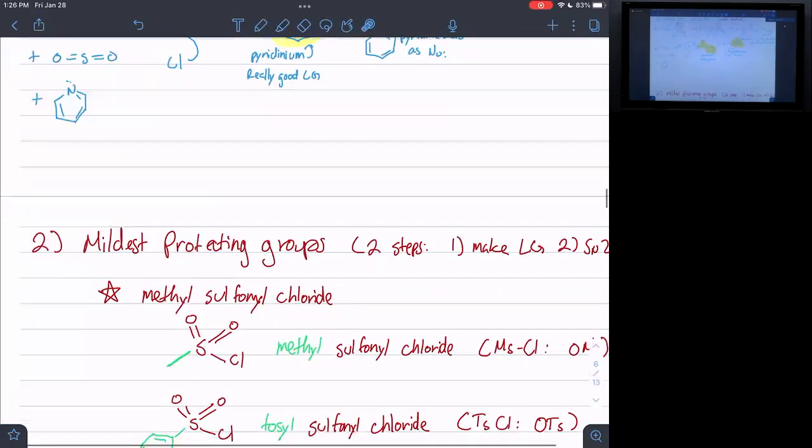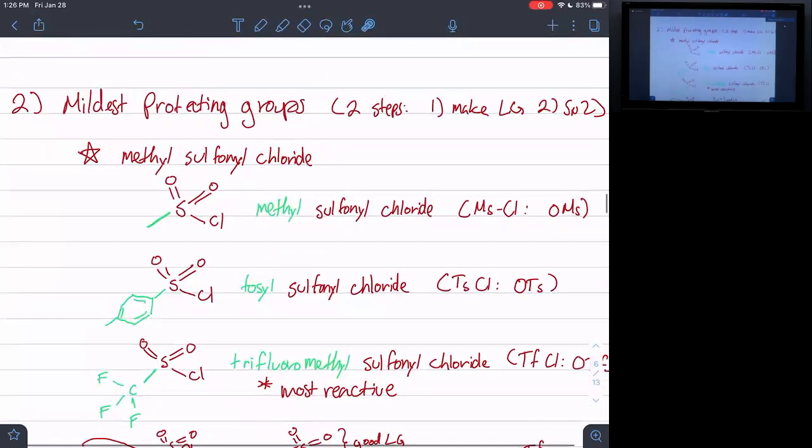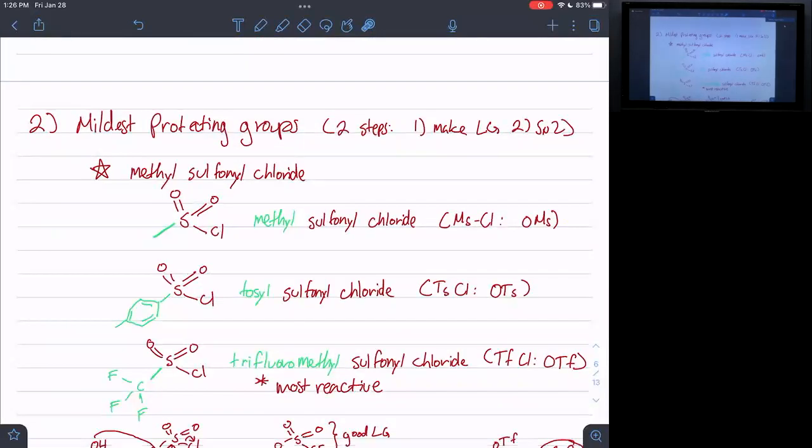And then we have the mildest way, with the, I still don't know the full name of these, the methyl sulfonyl chlorides.